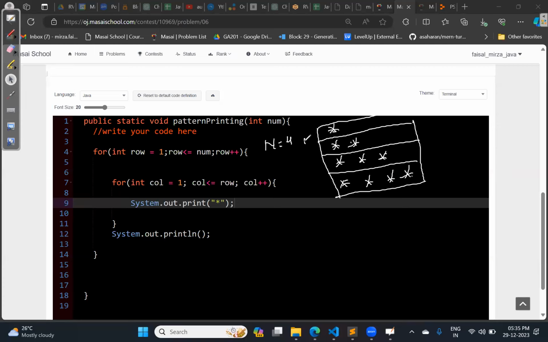Can I say that when row is 1, column is 1, only 1 star we are getting. When row is 2, you are getting 2 stars. So based on this row, you are getting the stars. When the row is 3, you are getting 3 stars. When the row is 4, you are getting 4 stars. Means whenever you are printing the star, you need to take care of the row only. You need to run this inner for loop till the value of that row.